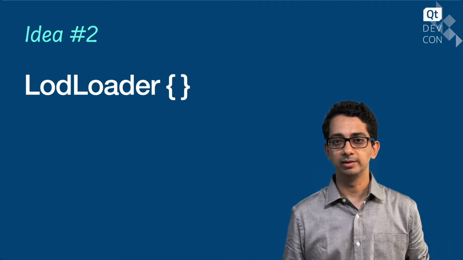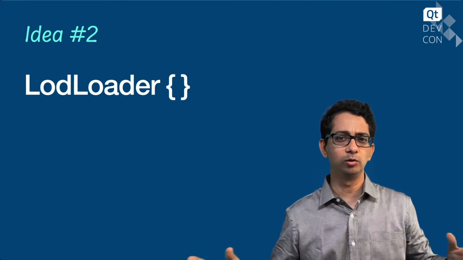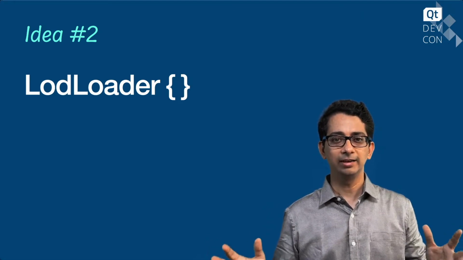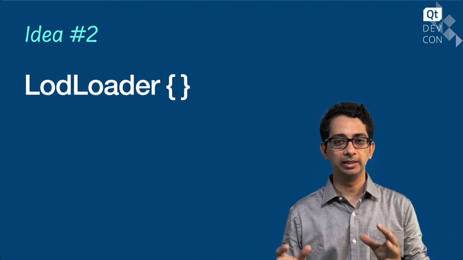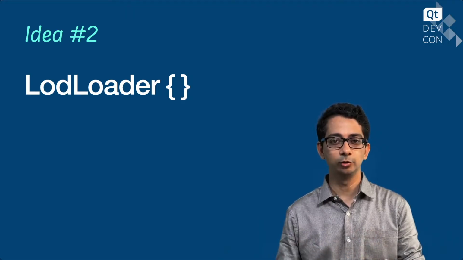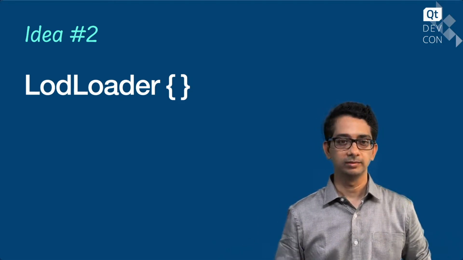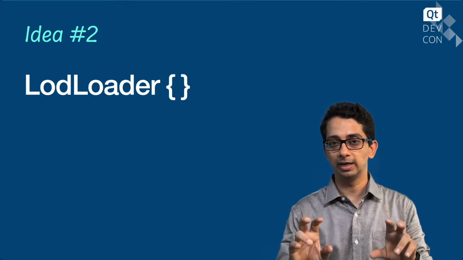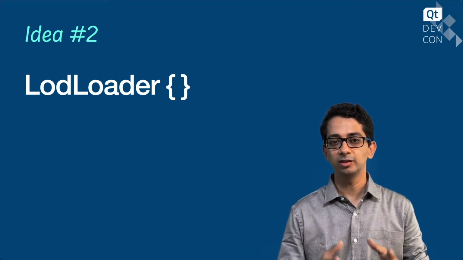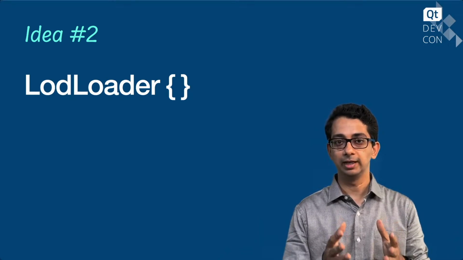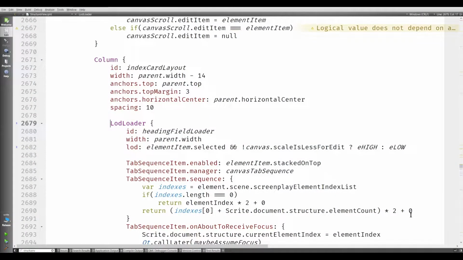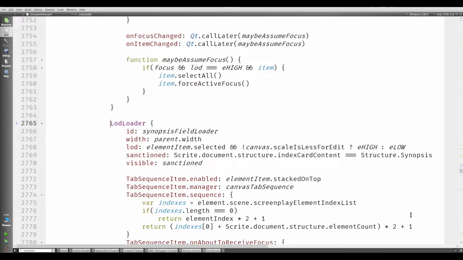But it so happens that we don't need all of this full-blown index card functionality every time. We only need it when the index card is selected, because that's when the user is editing and he'll make use of all of that elaborate functionality. At all other times, we can show a light version of the index card, and that's precisely what we do using LOD loader. The index card in the structured canvas makes use of something called LOD loader to load the contents of the heading and the synopsis fields.